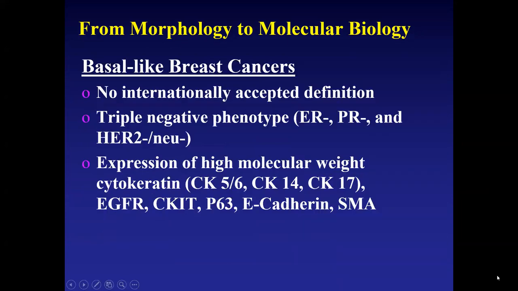Another type is basal-like breast cancer. Up to now, we have no internationally accepted definition for this entity. The triple-negative phenotype represents ER, PR, and HER2 negative subtypes. There is expression of high molecular weight cytokeratins, and as listed here, that makes basal-like breast cancer a very unique and different kind of breast subtype.